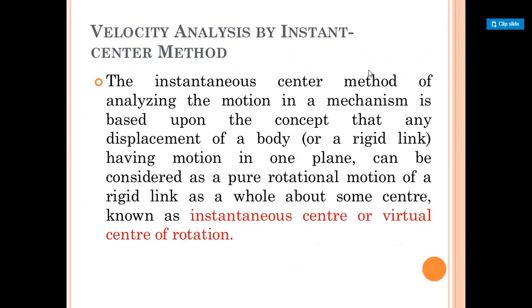Velocity analysis by the instantaneous center method. So we are going to analyze the relative motion in the kinematic link with the help of finding the instantaneous centers at different places. First we have to analyze the different kinds of instantaneous centers in the kinematic link or mechanism to analyze the relative motion. The instantaneous center method of analyzing motion in a mechanism is based upon the concept that any displacement of a body having motion in one plane can be considered as a pure rotational motion of a rigid link as a whole about some center known as the instantaneous center.